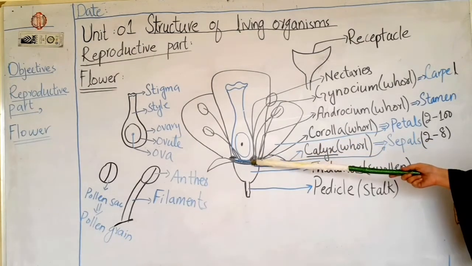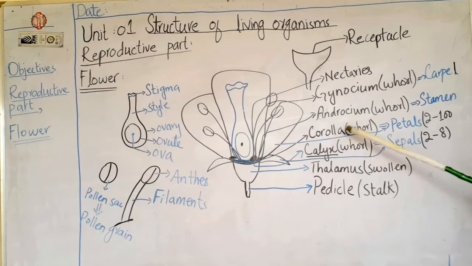The second word is known as corolla. Corolla consists of petals. The number of petals is from 2 to 100. They may be yellow in color, they may be red in color, they may be orange in color. After corolla, the third word is known as Androsium. Androsium consists of the male part, and the name of the male part is stamen. The fourth word is Gynosium, and Gynosium consists of carpel, which is the female part.